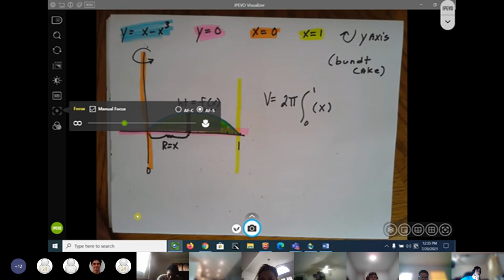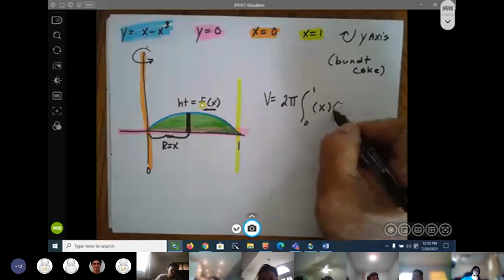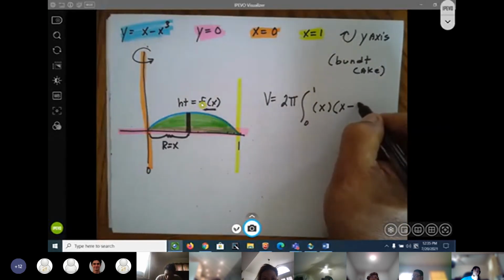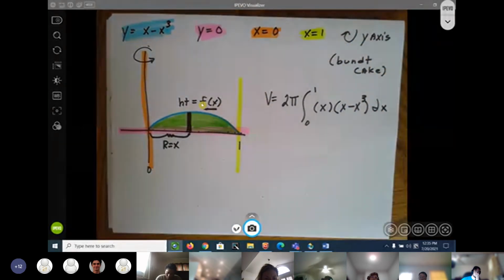F-U-N what? The height function is equal to the what? To the function, exactly. So that's going to be times x minus x cubed and dx. All right, go to it. You got 2 minutes to finish it.